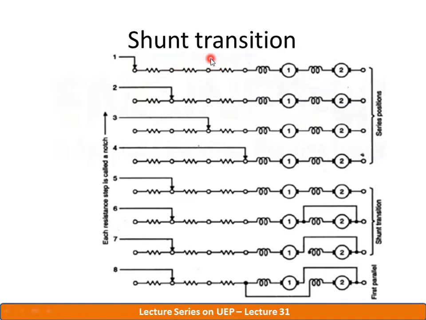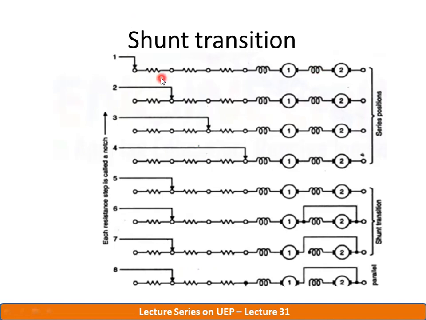This is the starting resistance, the field of the first motor, armature of the first motor, field of the second motor, and armature of the second motor. There are totally 8 stages shown. Stages 1, 2, 3 and 4 relate to the series position. Stages 5, 6, 7 are the shunt transition stages and the 8th one is full parallel operation. You will see the working of the shunt transition method. In order to limit the starting current, starting resistors are inserted.